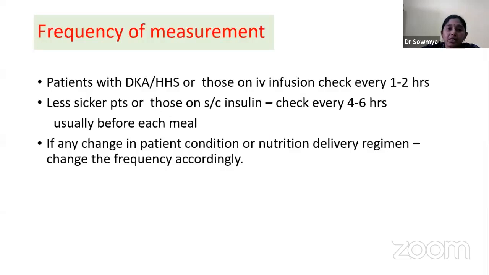So how frequently do we have to measure? Whenever the patient is in diabetic ketoacidosis or hyperosmolar hyperglycemic state, or is on IV infusion for any reason, we have to check every hour or at least every 2 hours. If the patient is less sick or is on subcutaneous insulin, then we can decrease the frequency. We can check every 4 to 6 hours or usually before each meal.